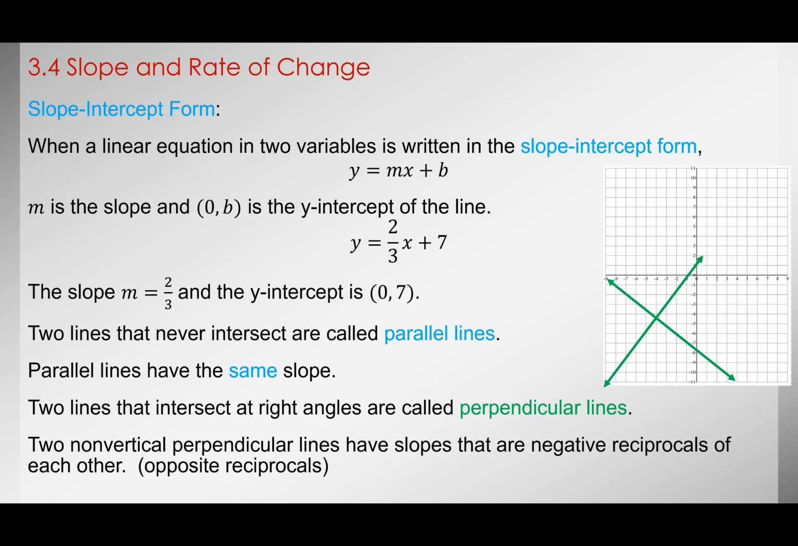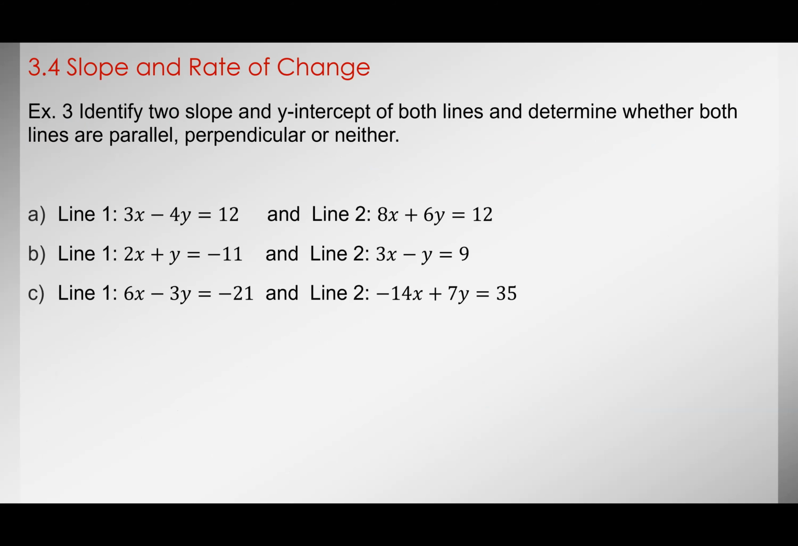So let's say we have this item, and we will pick up on this tomorrow. Example 3: they ask you to identify the slope and the y-intercept for both lines, and determine whether the lines are parallel, perpendicular, or neither. For A, we have line 1, so copy this down for me: 3x minus 4y equal to 12. And line 2: ax plus 6y equal to 12.